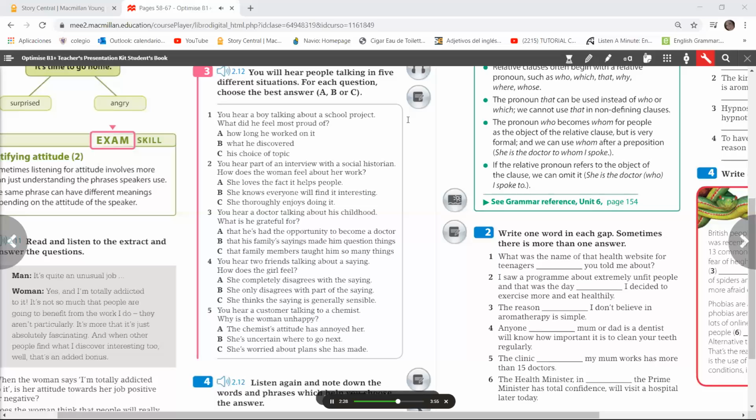4. You hear two friends talking about a saying. How does the girl feel?